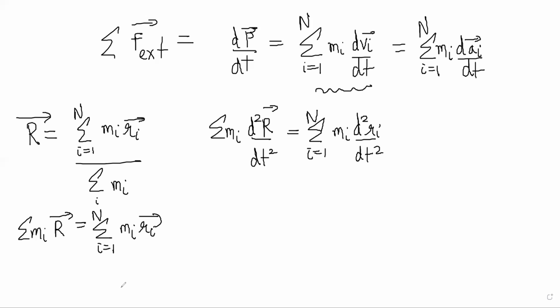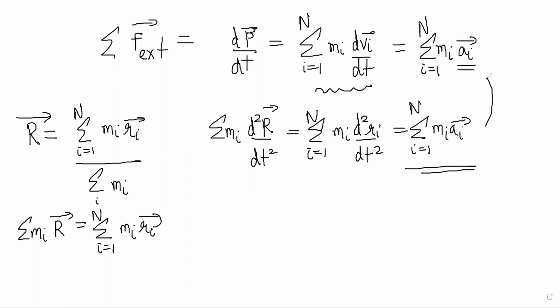Okay, I have made a mistake here. I think I should not have written this. I should have written just ai, obviously, because this is dvi by dt, right? So that is just acceleration. Correct. So we get this, which is equal to summation of i goes from 1 to n mi ai.